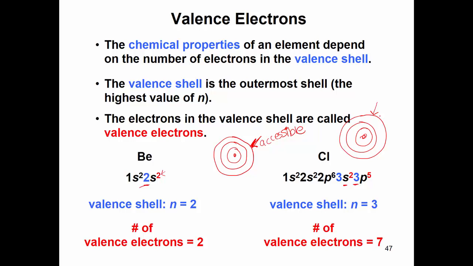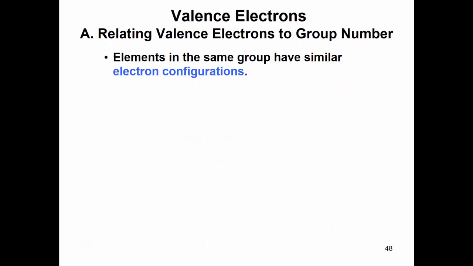Those are going to be here in the third energy level. These would be in the second energy level. So you have 7 in the outermost energy level: 5 in the p and 2 in the s. So you have 7 total.